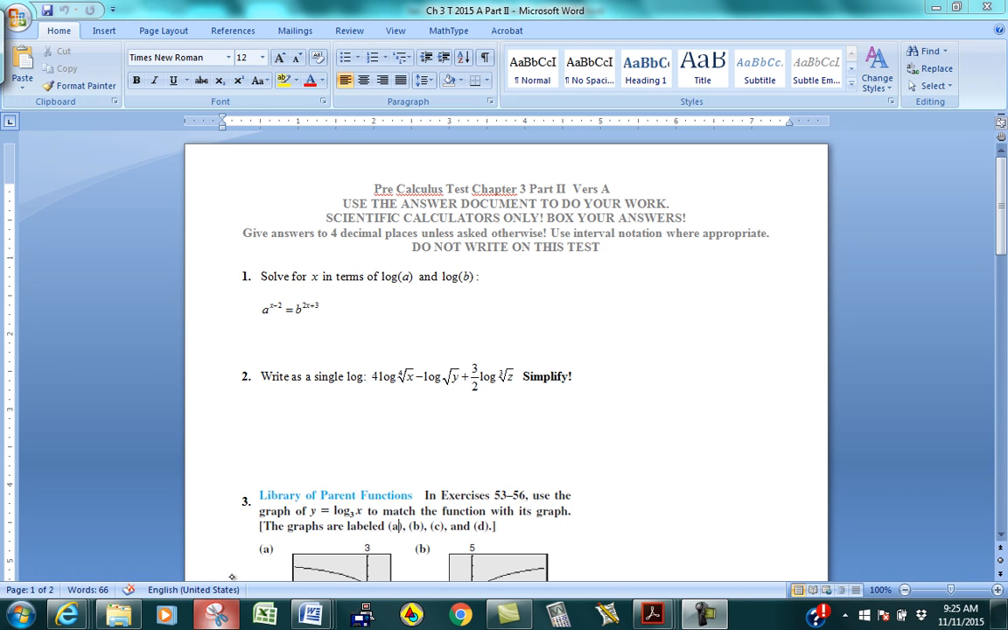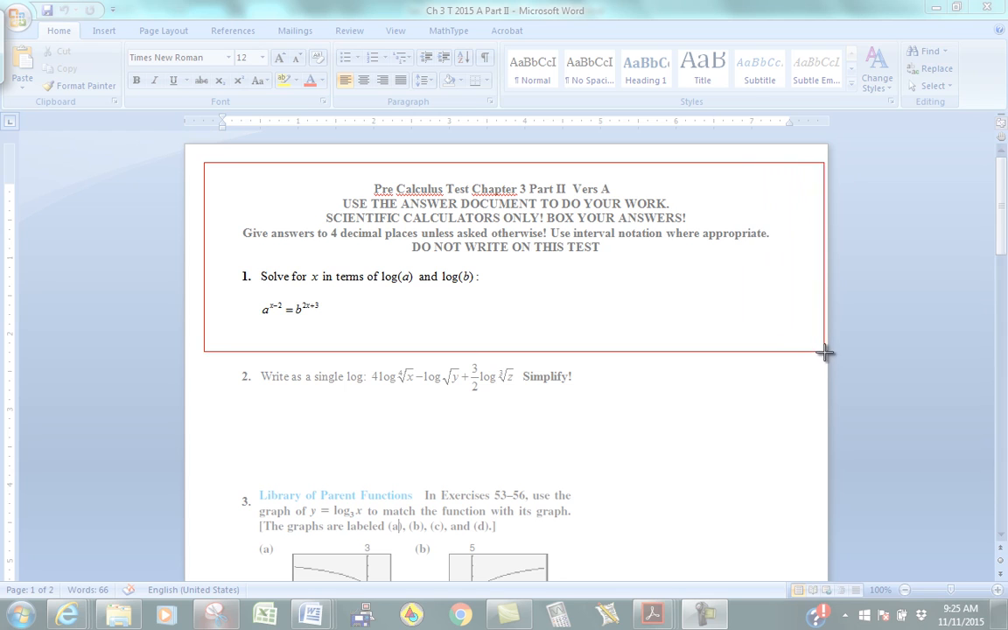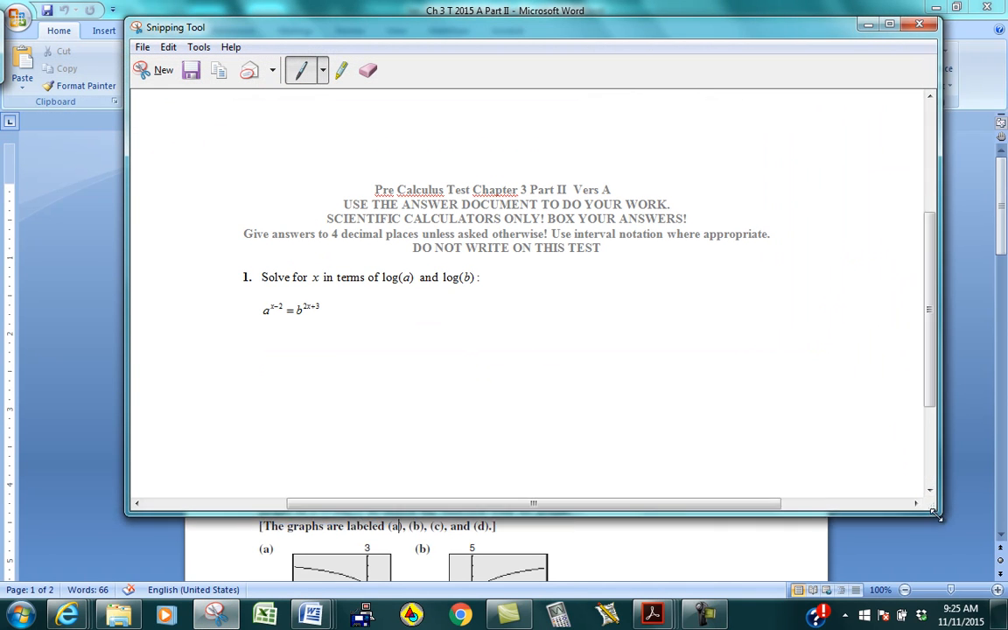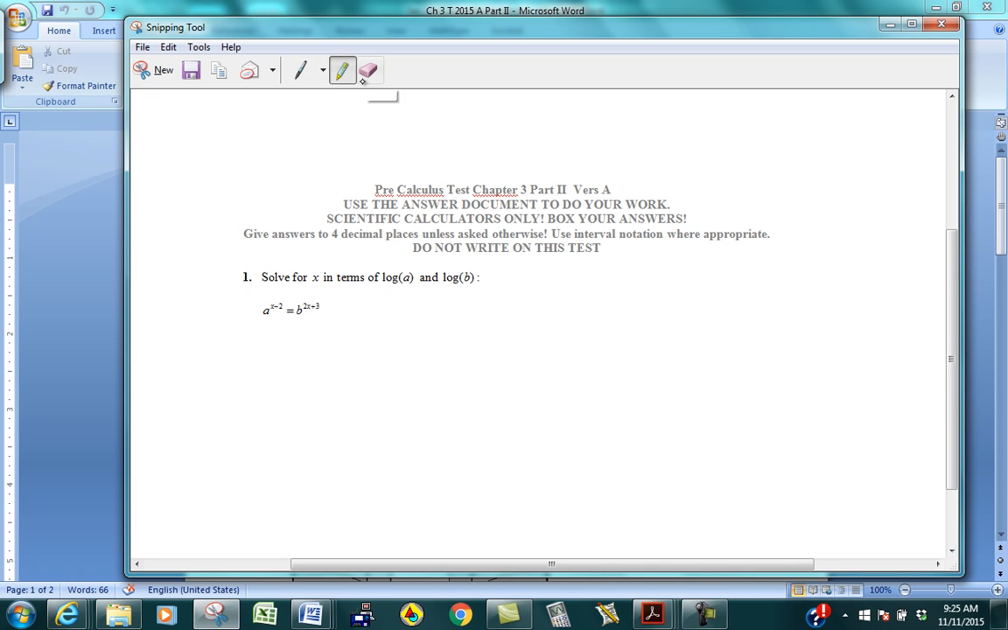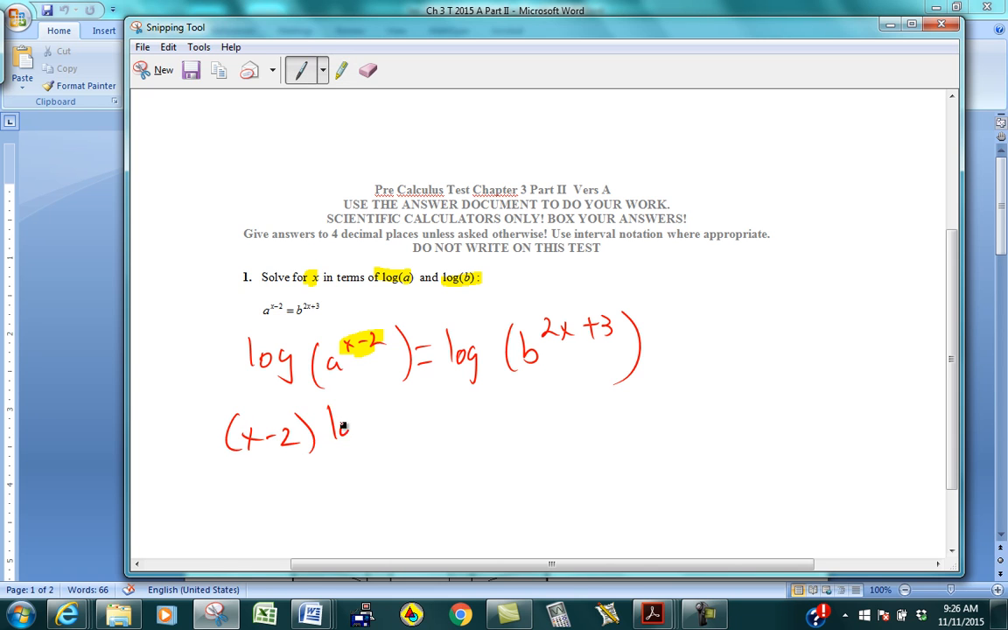So let's start out with solving number 1. In this question, they're telling you that you want the answer in terms of log A and log B for solving for x. So this clearly implies that you want to take logs on both sides. So you go log A^(x-2) equals log B^(2x+3). And then from one of the properties of logs, you know that when you have an exponent like this, it has got to come down in front. So it really becomes (x-2) log A equals (2x+3) log B.